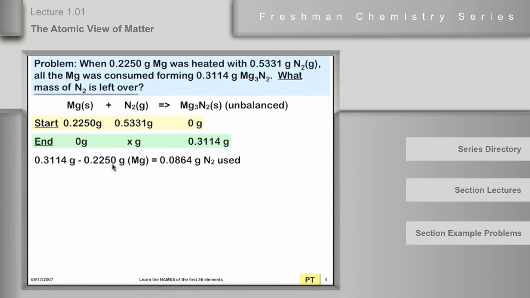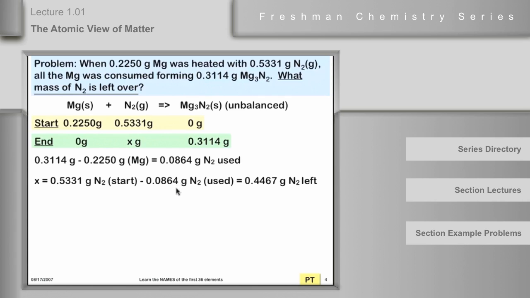Okay, good. Now, at this point, we're not home, but we're getting closer. If we know this mass of nitrogen was used up, and we know this amount of nitrogen was present at the beginning, the difference between the two will be how much is left over. So that's pretty easy. 0.5331 grams of dinitrogen at the start minus 0.0864 grams that were used up, as we just showed you, leaves 0.4467 grams of dinitrogen left over.